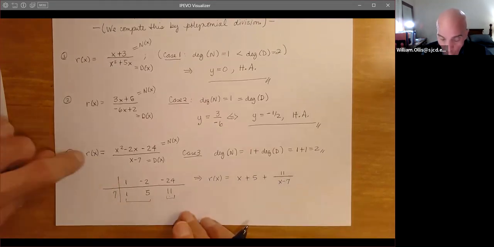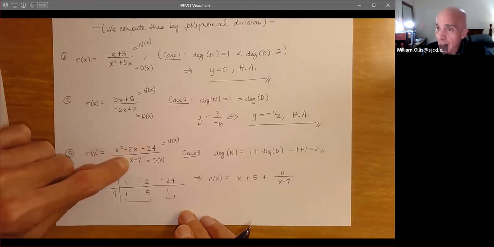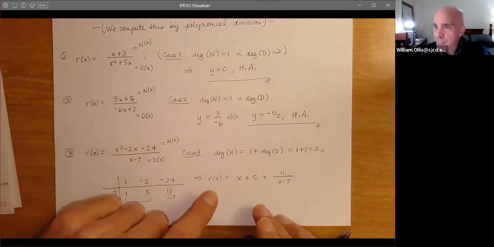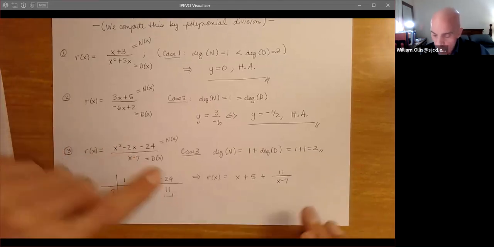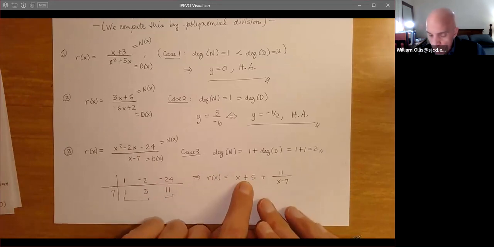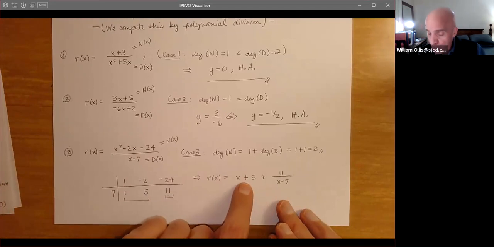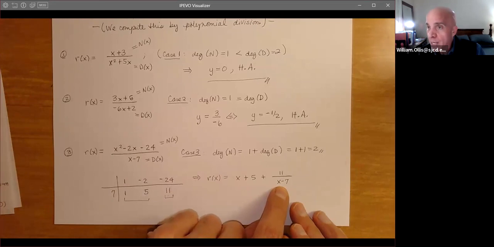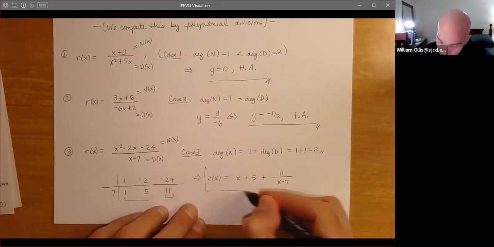Because remember, r of x is x squared minus 2x minus 24 divided by x minus 7. So this is kind of like the alternative form. We've got the fraction here, so we're dividing everything through by x minus 7. So the divisor part here gets lost, and we're just left with the quotient. And then, of course, the remainder gets stuck with the divisor. So this is that alternative form I was telling you about.